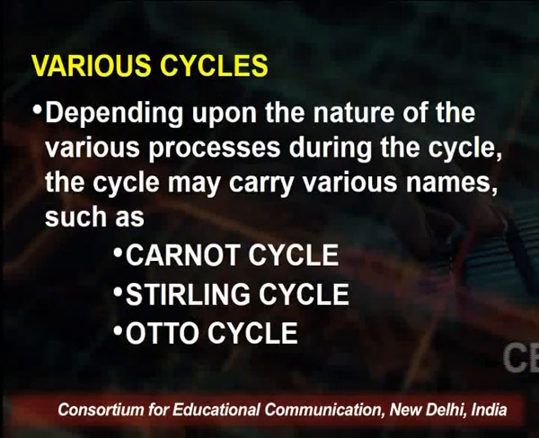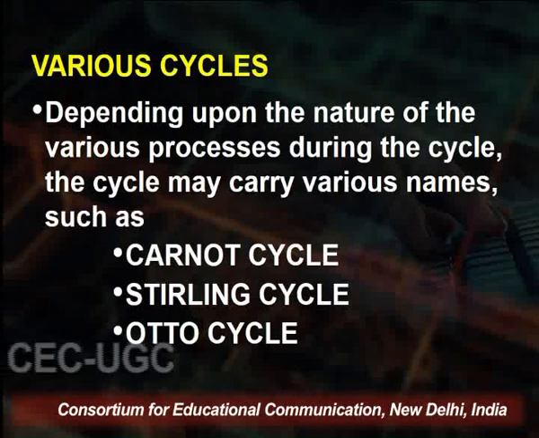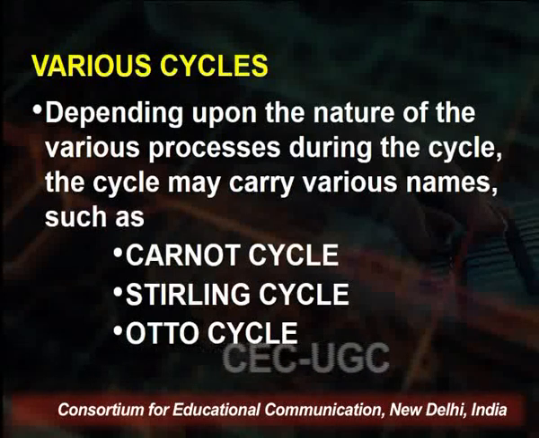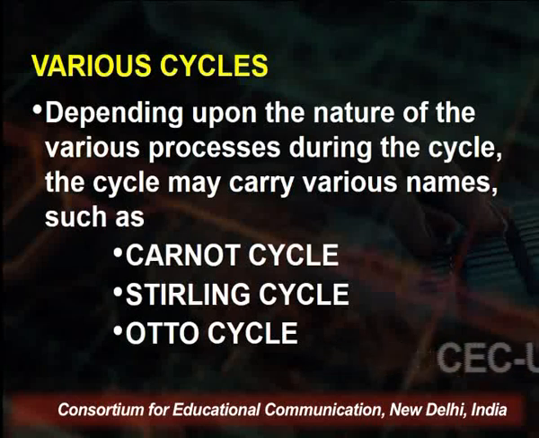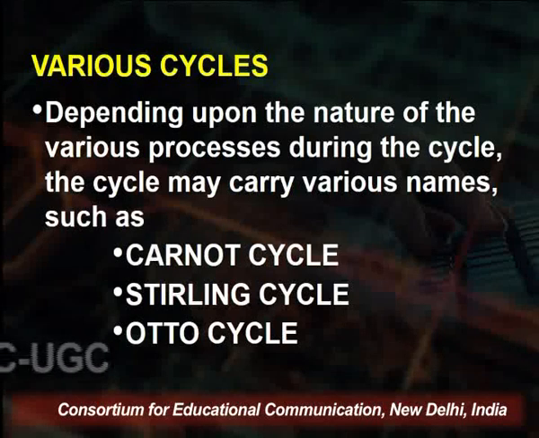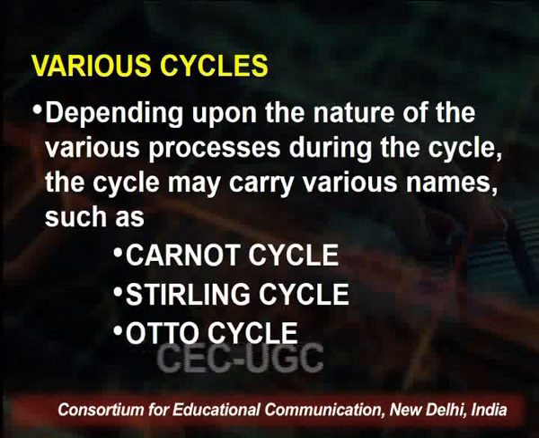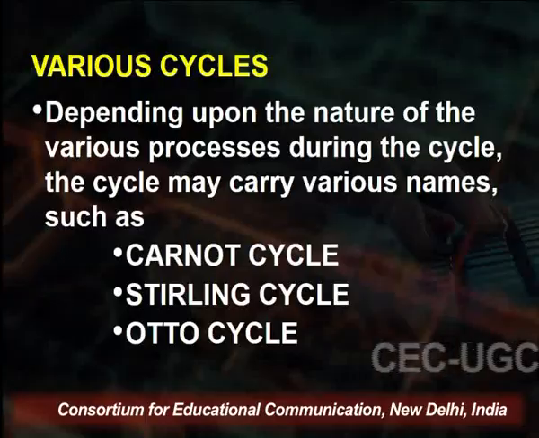Now, depending upon the nature of the various processes during the cycle, cycles may carry various names such as Carnot cycle, Stirling cycle, Otto cycle. Every cycle has different processes occurring in it, though in a cyclic manner. So depending upon the process, whether it is isothermal, adiabatic or isochoric, the cycles have different names. Here we will be concentrating first of all on the Carnot cycle, because this is the most important cycle. It is probably the best known reversible cycle.